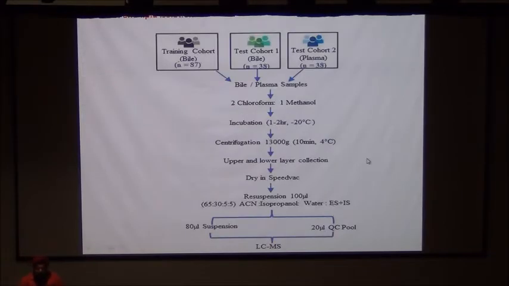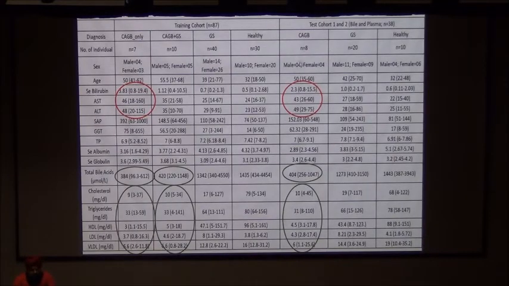So in this paper, we have taken a training cohort of 87 patients and a test cohort of 38 patients, where we have the bile samples and paired plasma samples. We did the lipidome isolation. This is the demographic profile of the patients. This is the training cohort and this is the test cohort.